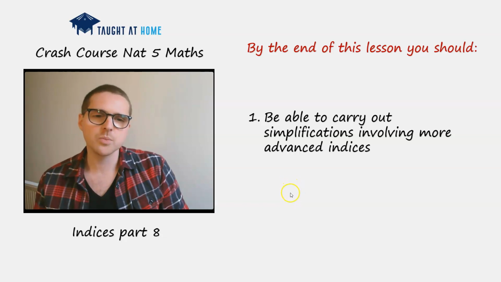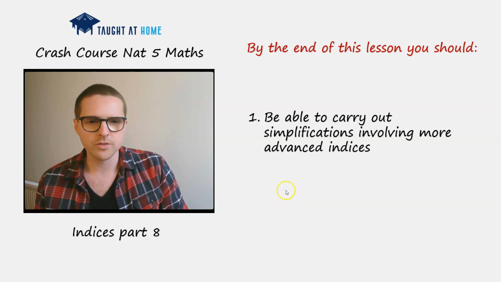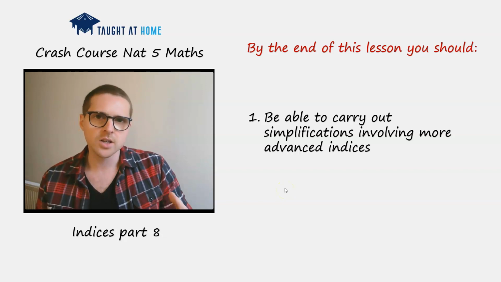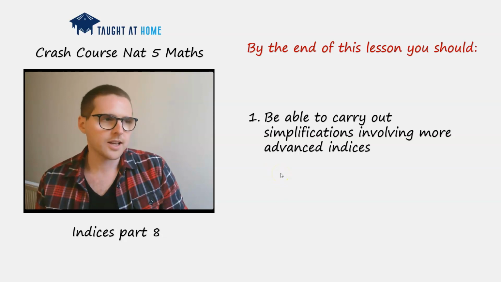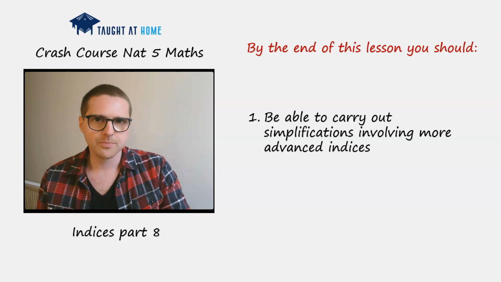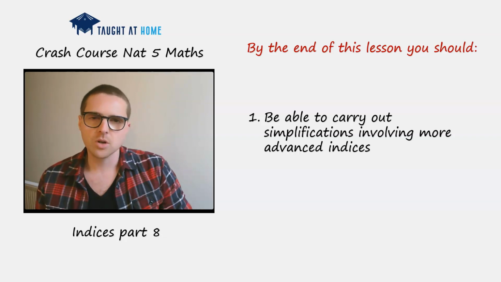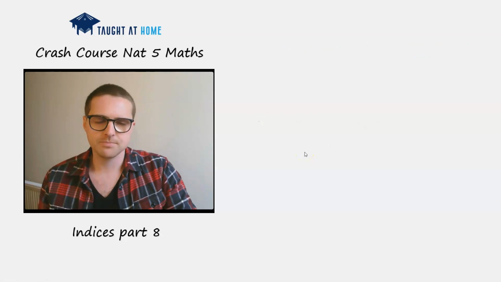So by the end of this lesson, we want to be able to carry out simplifications involving more advanced indices. We're going to be doing 3 worked examples that tie together what we've learnt so far. We will be covering expanding the brackets and multiplying out brackets, which is a separate part of the course, but it's always good to come back to these kinds of things.